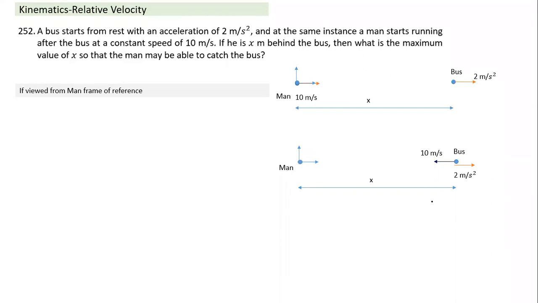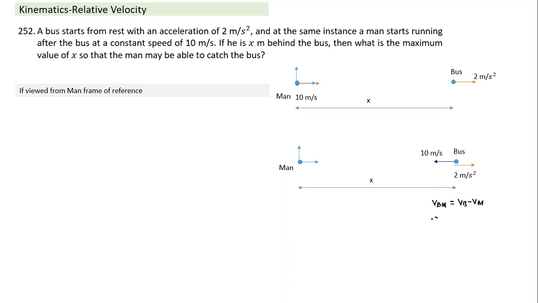Since we have taken the man as the frame of reference, the velocity of the bus as seen from the man will be equal to VB minus VM, which comes out as a negative term. So at that particular time t equals 0, the bus will appear to be coming nearer to him at a speed of 10 meters per second, or the distance between them will appear to be shrinking at 10 meters per second.